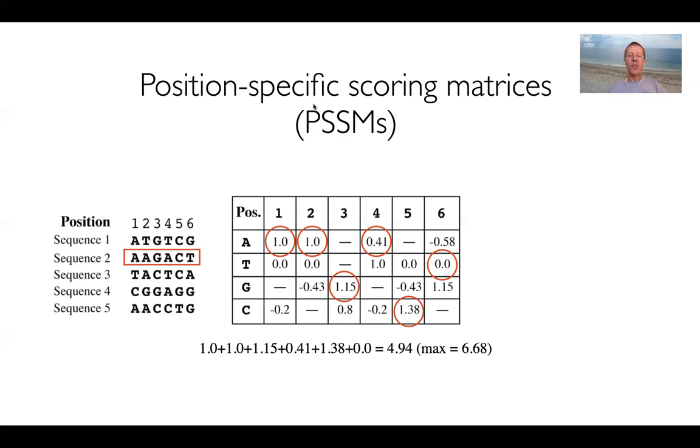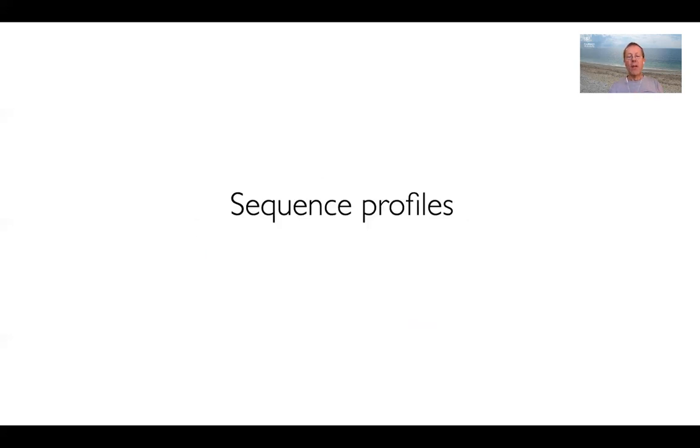So position-specific score matrices cannot deal with gaps as they are. If you had a gap here, you wouldn't know what to do. How would you get a score for that gap, basically? It turns out that there is a rather simple extension to the PSSMs that allows you to take care of or introduce gaps as well. And that is what's called sequence profiles.